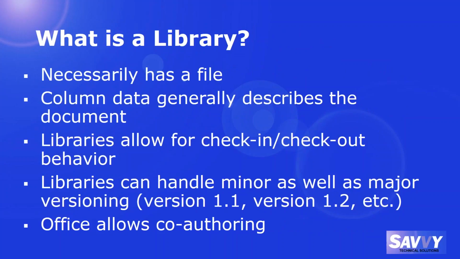A library is really no different, the construct is no different, except for the fact that there always has to be a file associated with every list item in that library. So really a document is a list item that just happens to have a file associated with it. And in this case, generally the information you're collecting within those columns describe the document.